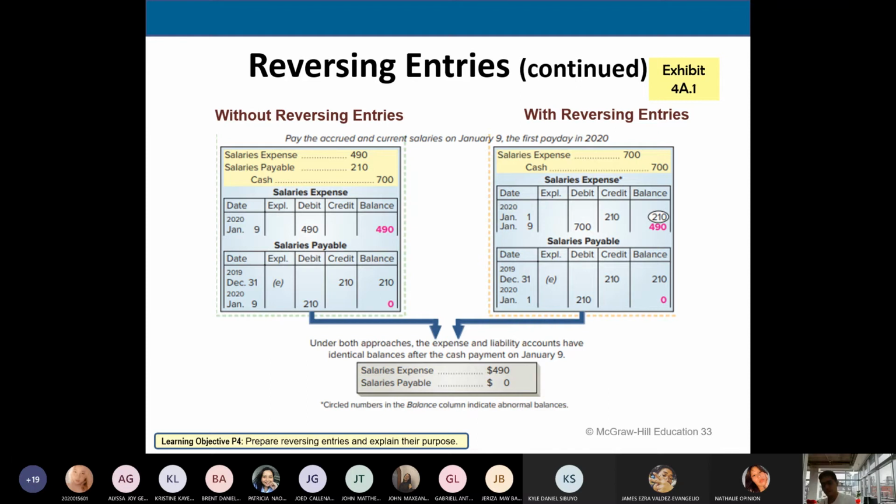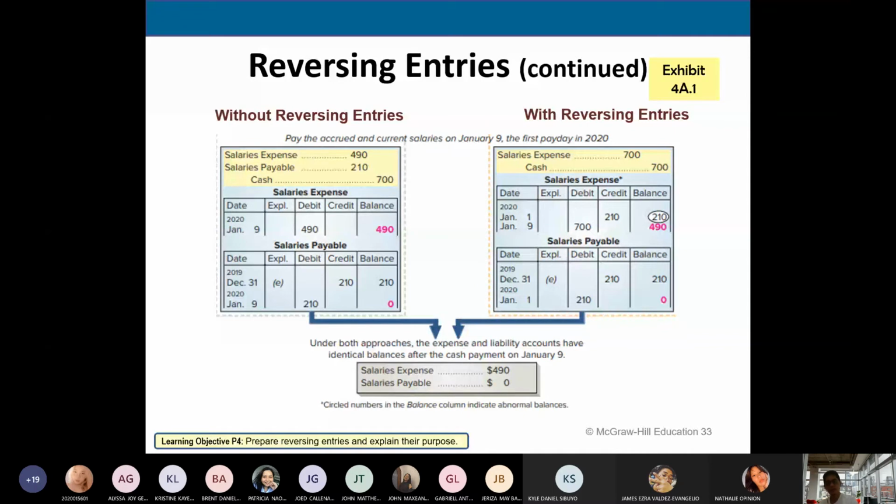Okay, so to construct proper entries when the cash receipt payment occurs in the new accounting period, the related accrual or deferral adjustment must be recalled and considered. Yan yung adjusting entries natin. Okay? With or without reversing entries used, it will yield the same result. Okay? Para lang alam nyo yung process ng reversing entries.